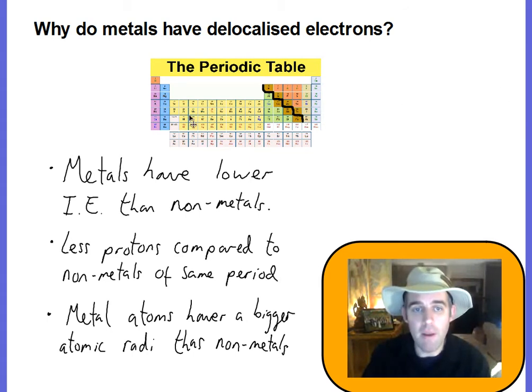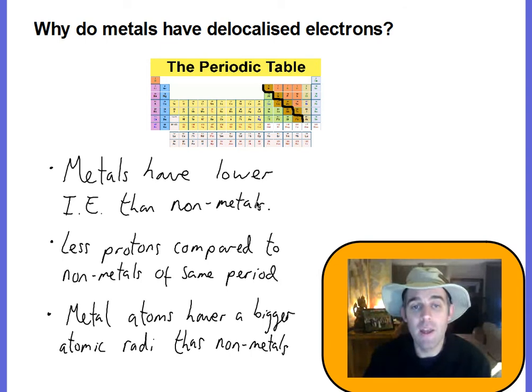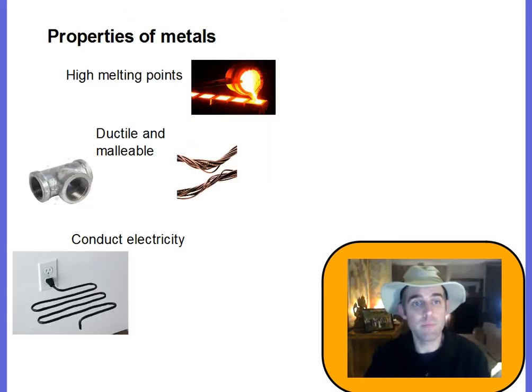And they're also bigger. Remember that the atomic radius decreases as you go across a period. So compared to the non-metals within the period, they have a larger atomic radius and fewer protons, and so it's easier to lose their outer shell electrons. And those outer shell electrons become delocalized throughout their structure.